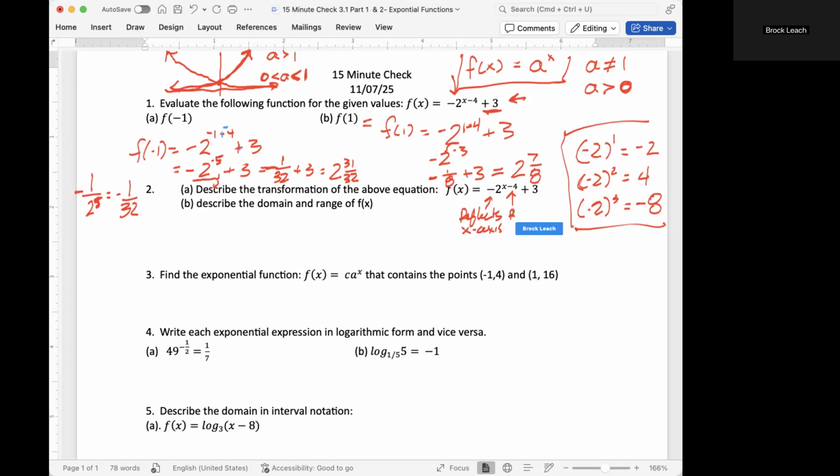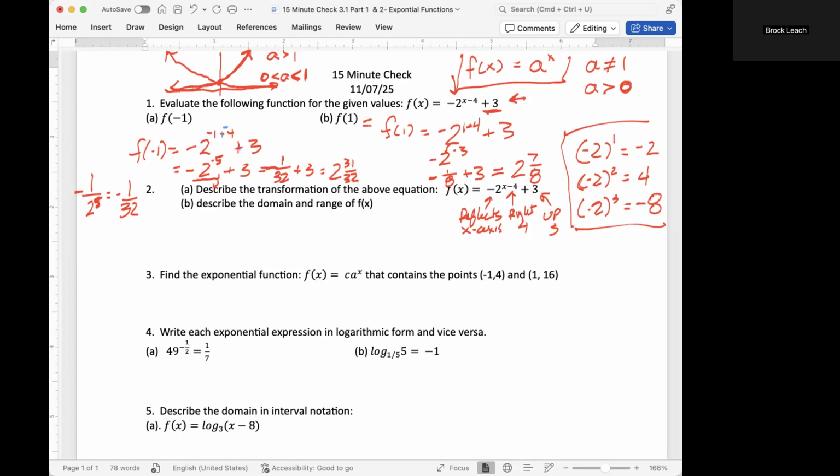This moves it to the right 4 because we're doing it to the x, so it's the opposite. And then the y part always follows the same sign. So up 3. Great. Those are our transformations. So what is our domain? Domain is what we're allowed to plug in for x.